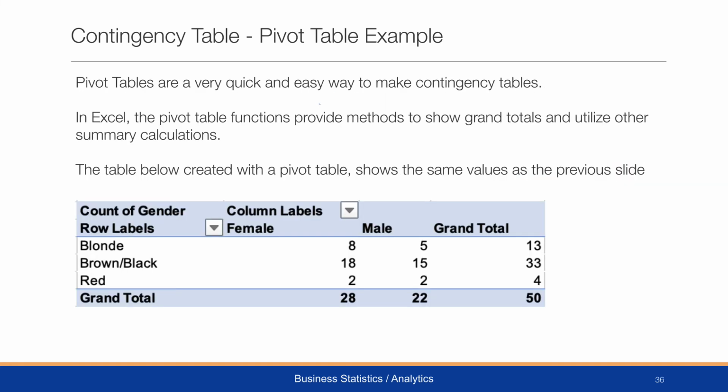Now, pivot tables are a very quick and easy way to make contingency tables, and in Excel, a pivot table will help do this as well. So if you're familiar with pivot tables, you can skip through this, and if you're not, we don't go through this in detail here, but we have a separate video to do that as well, to show grand totals and utilize some other summary calculations. So below, you can see this is what the output would look like for a pivot table for the same thing that we produced.